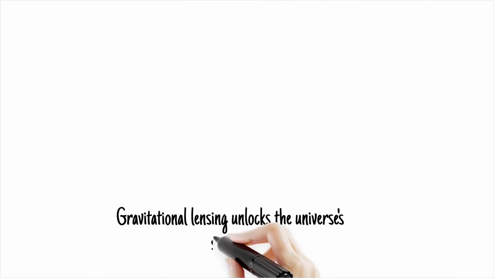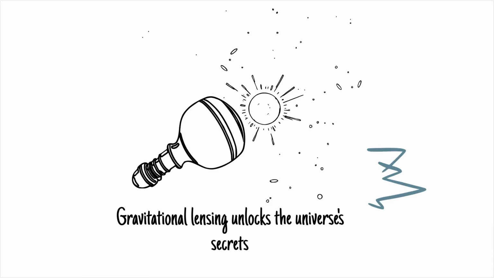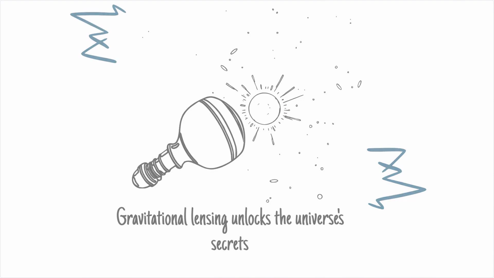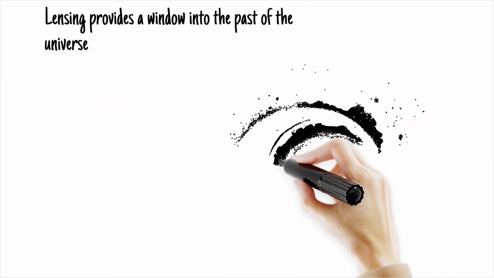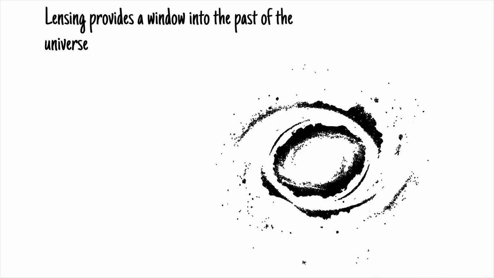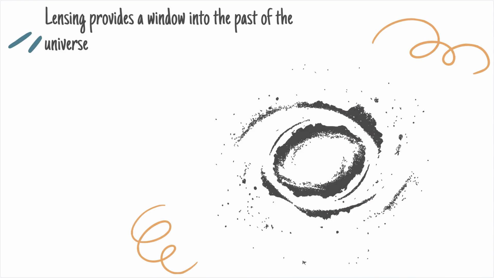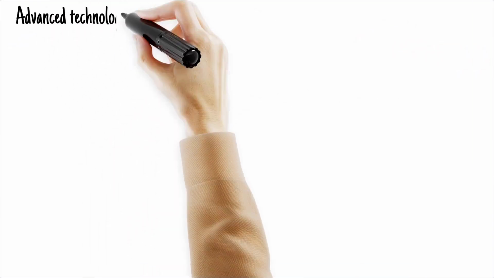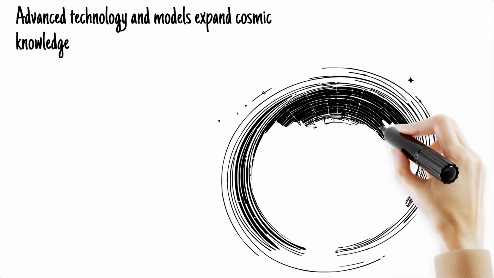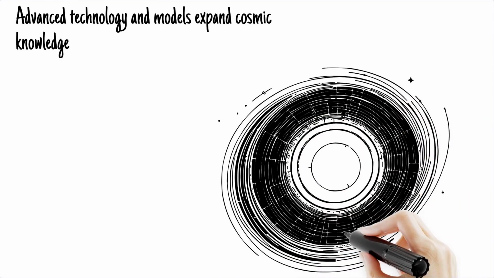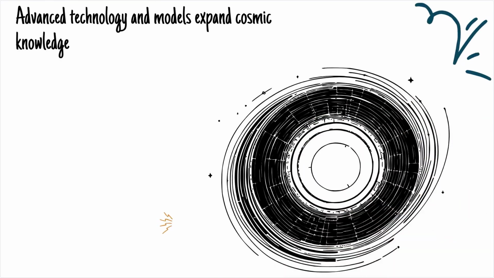Gravitational lensing is a powerful tool for unlocking the universe's secrets. By magnifying hidden galaxies and revealing their structures, it provides a direct window into the past, enabling studies of cosmic evolution, dark matter, and the early universe. The combination of advanced technology and theoretical models continues to expand our knowledge of the cosmos, showing that even light can be bent to reveal hidden truths.